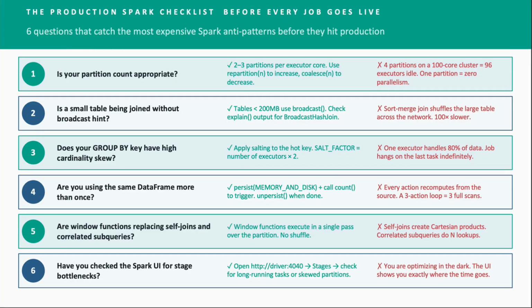Now the production Spark checklist. 6 questions before every Spark job goes to production. 1. Is your repartition count appropriate? 2. Is a small table being joined without a broadcast hint? 3. Does your group by key have high cardinality skew? 4. Are you using the same DataFrame more than once? 5. Are window functions replacing self-joins and correlated subqueries? 6. Have you checked the Spark UI for stage bottlenecks? Post this checklist in your team's PR templates, add it to your code review process. It will catch the expensive problems before they reach production.